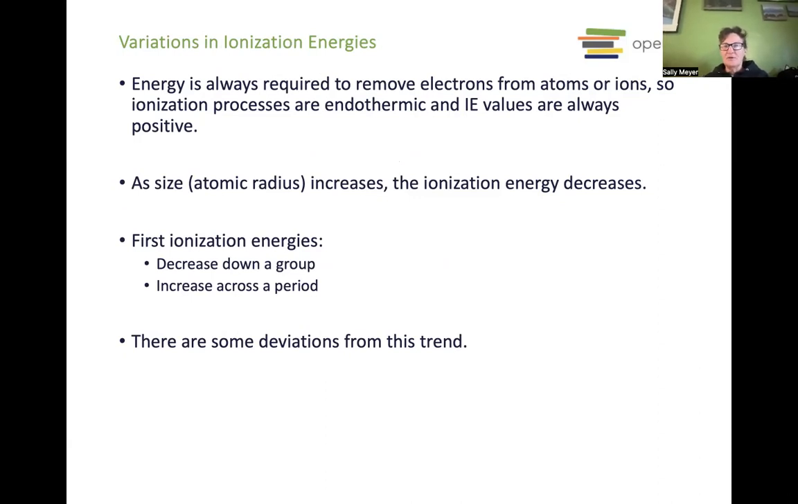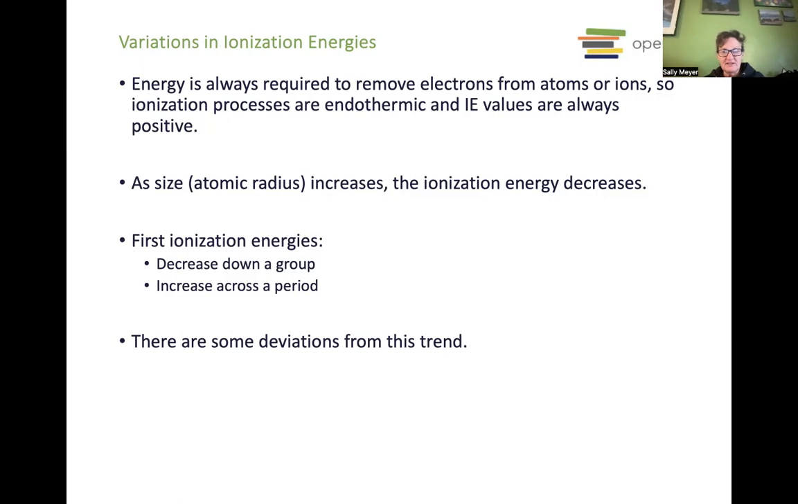They come off because they're interacting with something else that has enough energy to pull those electrons off. So as size, atomic radius, increases, the ionization energy decreases, which makes sense because if an electron is further from the nucleus, if the atomic radius is bigger, then it's not experiencing that charge on the nucleus as much. It's further away, and so it's going to be easier to pull an electron off.